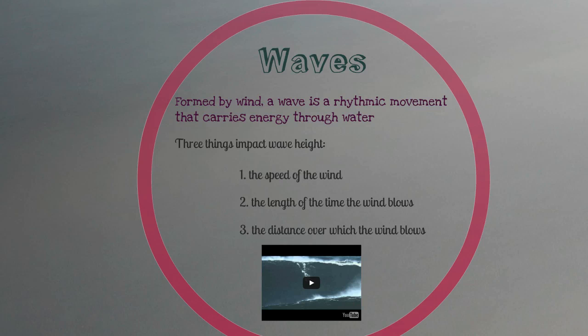There are three things that impact wave height. Number one, speed of the wind. Obviously if it's blowing faster, it creates a bigger wave. Number two, the length of time the wind blows. If it blows for a short period of time, you're going to have a pretty small wave. If you have a really fast wind that blows for a long period of time, you're going to get a really big wave. And number three, the distance over which the wind blows. Once again, if it's blowing over a pretty small area, it's going to create pretty small waves. But if it's blowing over this huge space, you get these huge waves.